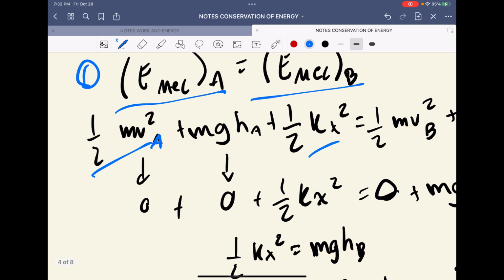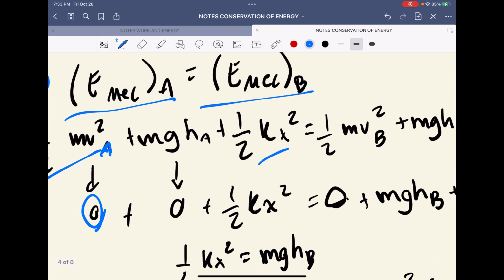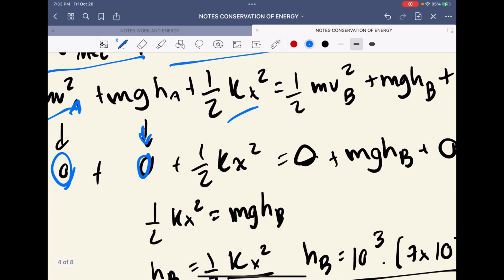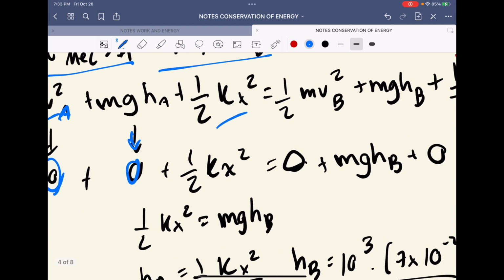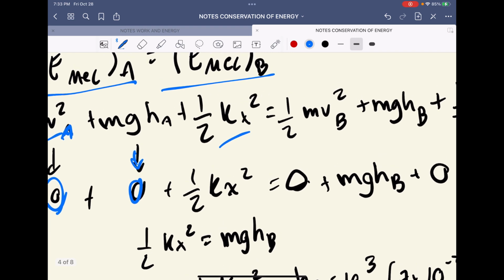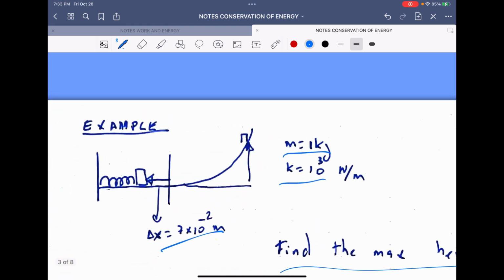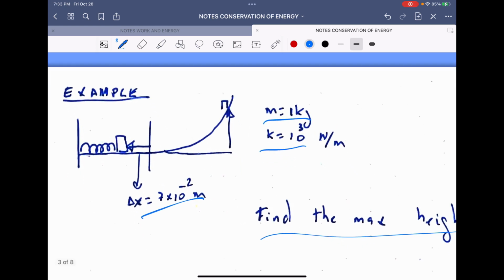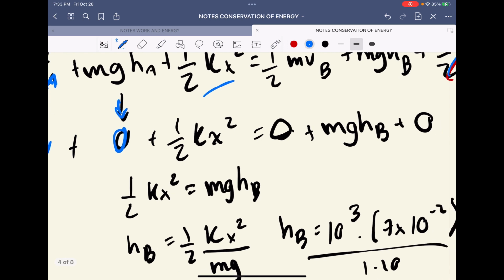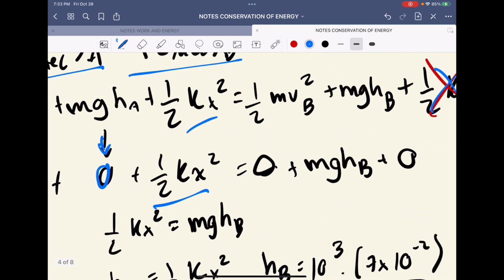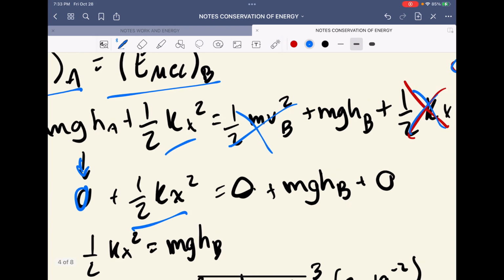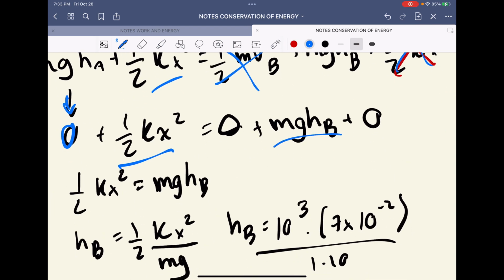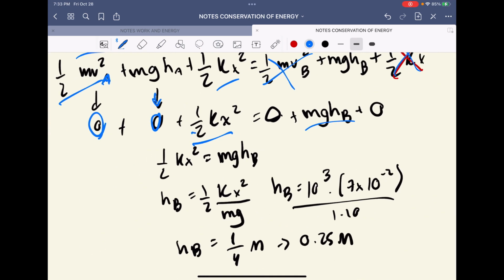So we've seen that for A, there's no kinetic energy, so this is going to be a 0. For mgh, this is also 0, because there's no height at point A, right? So we're left with this, which is equal to this. This is also going to be 0, since there's no kinetic energy, but there is a height in this. This is not going to be 0, so it's basically going to be this value equal to this value here.